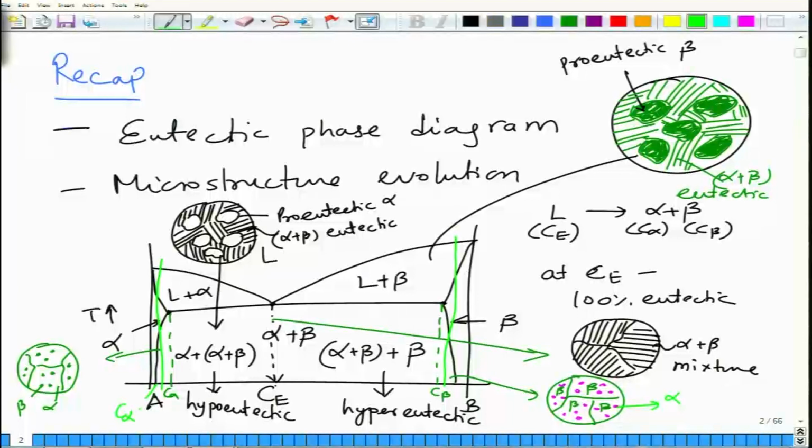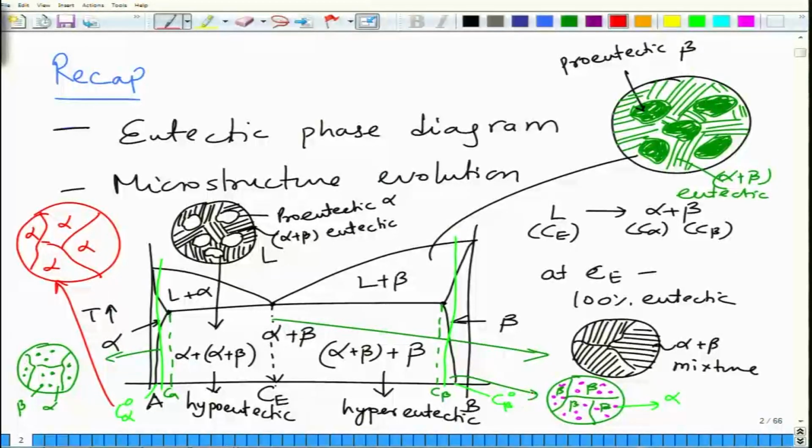Of course, if your composition is lower than this composition, which is let us say C alpha naught, and this is C beta naught at room temperature, in this case you will only have grains of alpha. So, you will have alpha, alpha, alpha, alpha, and if you are beyond C beta naught, then you will have only grains of beta, there will be no alpha present. So, this is the overall landscape of the microstructures that you will encounter in a eutectic phase diagram upon cooling.